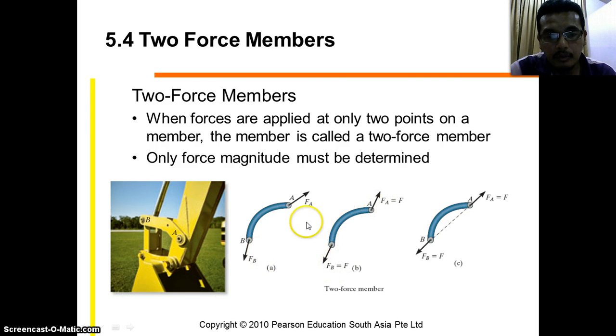Now we want to change force A and force B to the same magnitude, along the same line of action. Force A is equal to F, force B is equal to F, meaning that it is a two force member. Because they are on the same line, only the force directions are opposite.